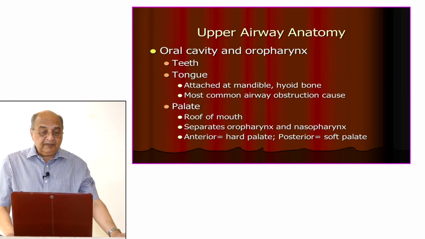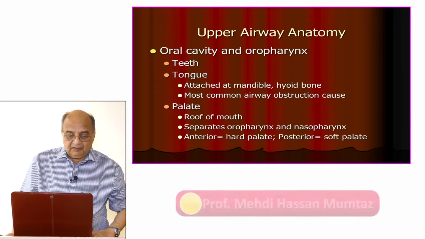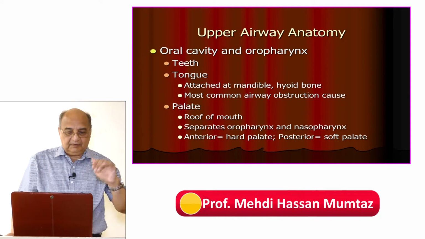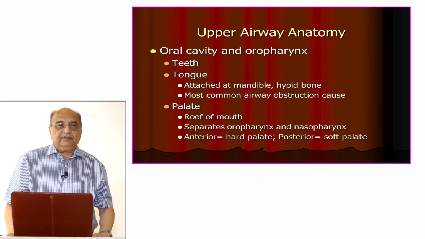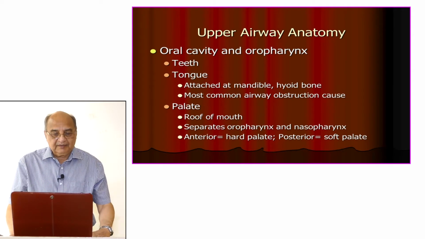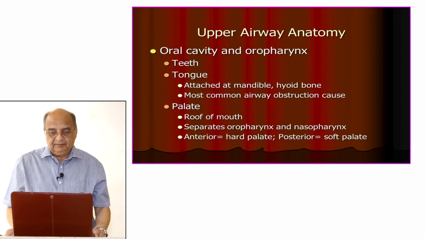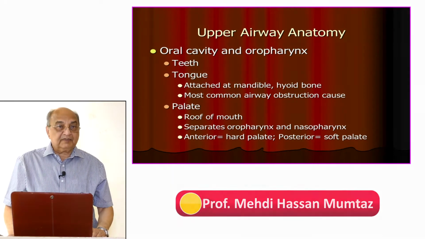Now, oral cavity and oropharynx, it has got teeth and tongue, and the palate. The palate has got two parts also. Then teeth, what is the function of teeth? You chew the food with the teeth. And the tongue is attached to the mandible and the hyoid bone. And the most common airway obstruction is caused by the tongue.